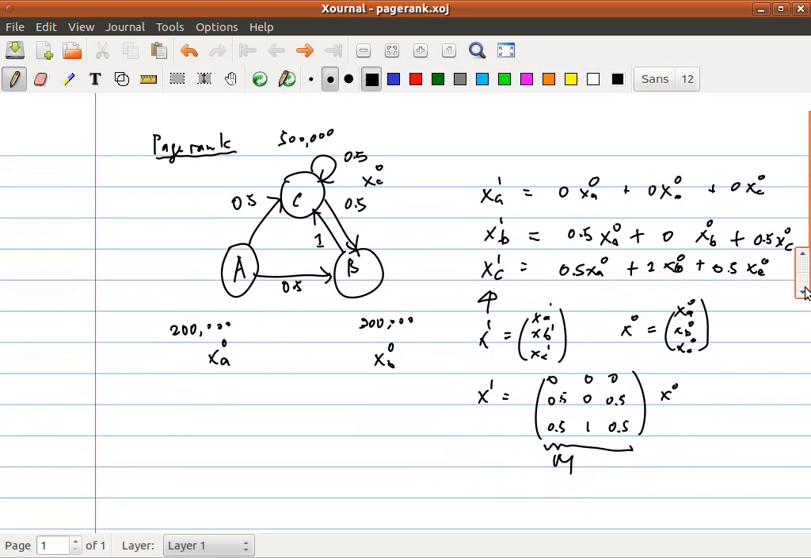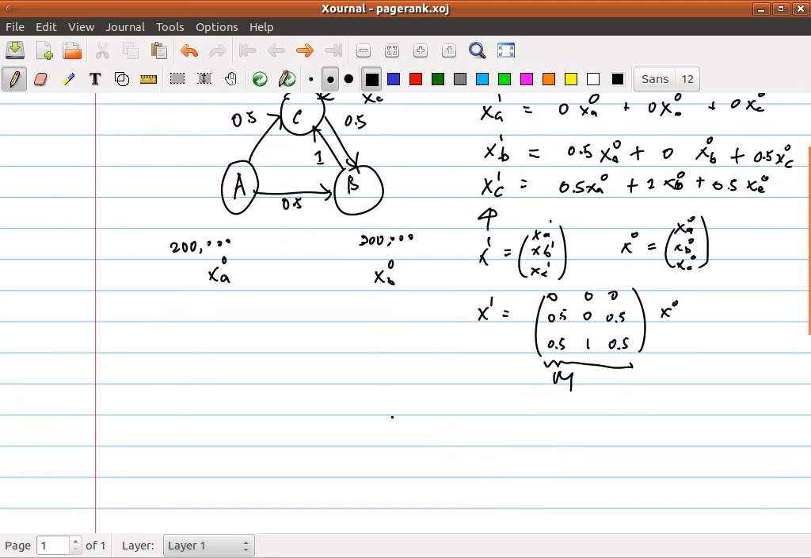So apparently, if I want to look at how many people will be reading each of these pages after a long period of time, I can just keep multiplying M by the current number of people reading each of the pages. So x100, for example, would be M to the power 100 times x0, and so on. And eventually it will just converge.